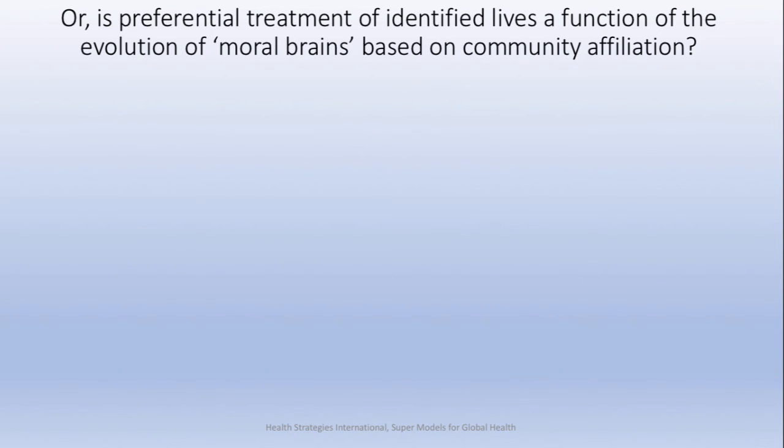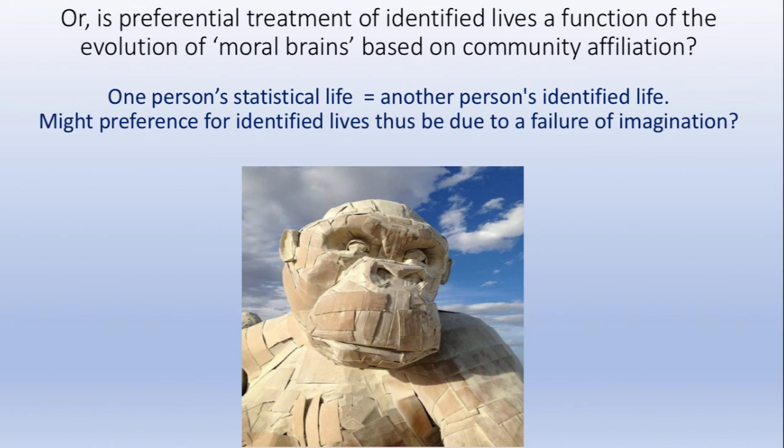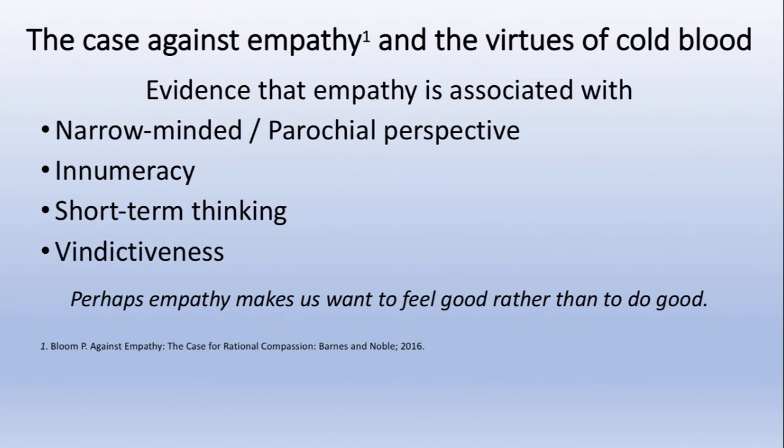Alternatively, is preferential treatment for identified lives a function of the evolution of our moral brains, which evolved in the ancient savannah and were designed for our survival based on reciprocal loyalties to our tribe and community affiliations? I say that one person's statistical life is another person's identified life. Might it be valid to think about the preference for identified lives as a kind of failure of imagination? For the family and friends of the statistical life, that life is an identified life. So I have a hard time seeing how, on ethical grounds, an identified life should be favored over a statistical life. Part of the problem might be our tendency to experience empathy.